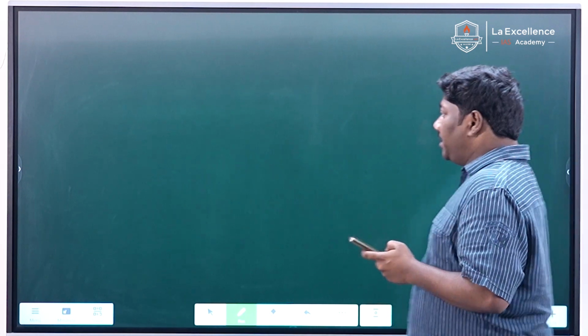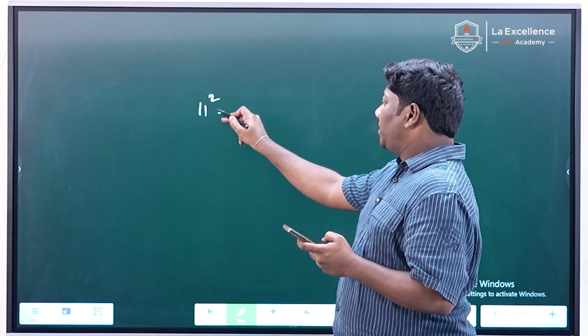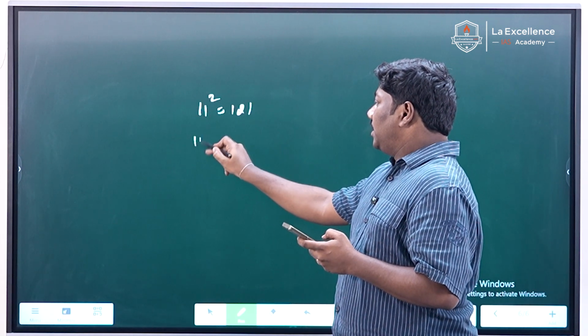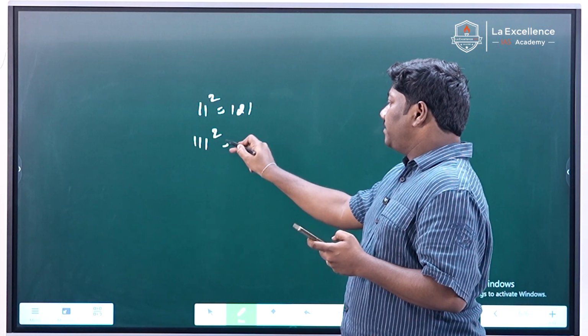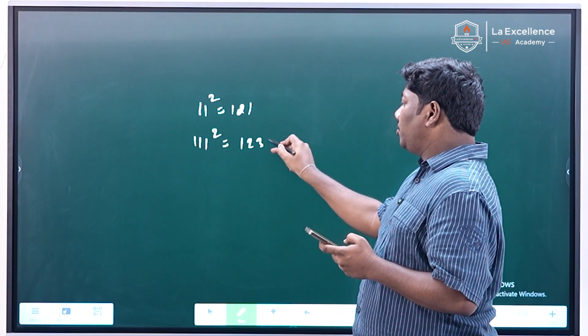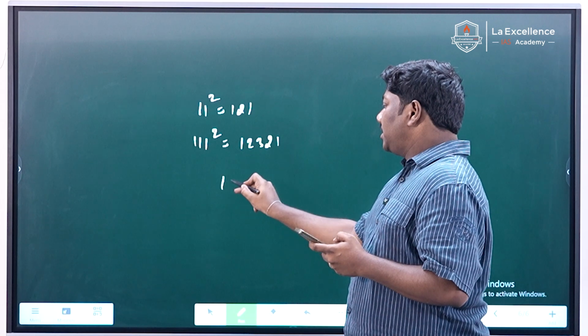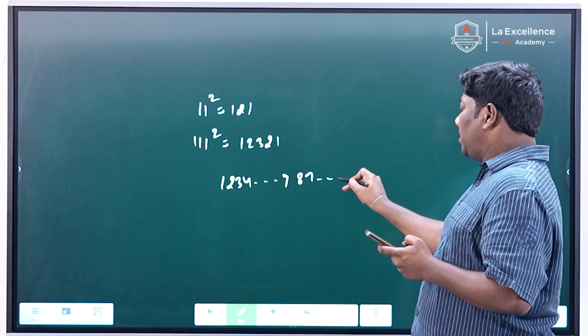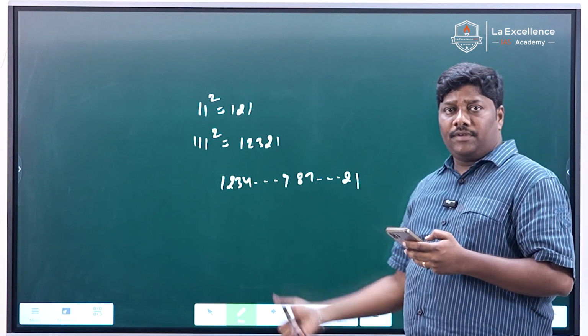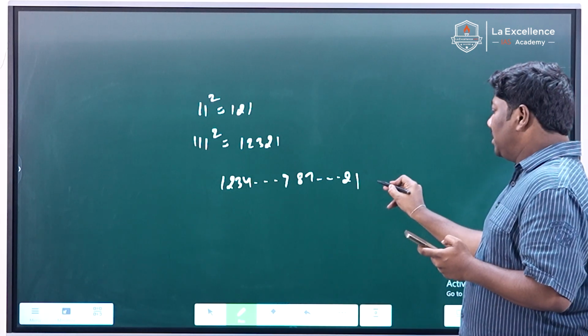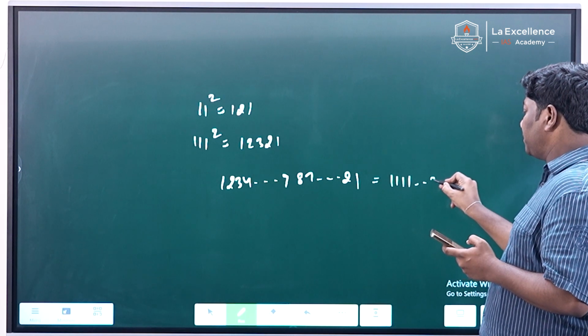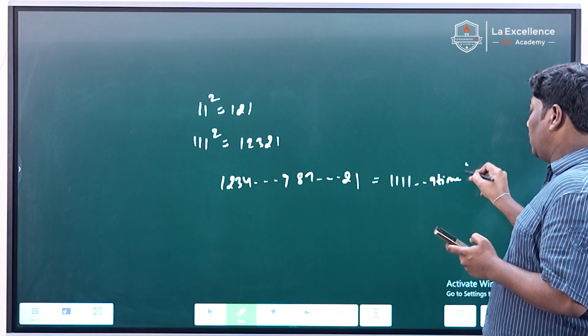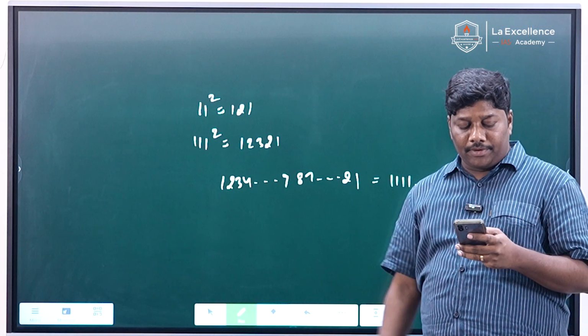And there is a property in number theory. 11 square is 121, 111 square is 12321, and so on. He is asking you 1, 2, 3, 4, and so on up to 9, 8, 7, and so on up to 2, 1. He even asked this question in previous years also. This is 9 ones whole square. So this is also something everyone knows.